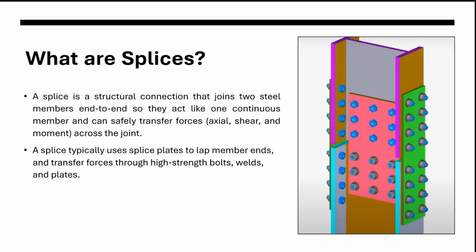A splice is a structural connection that joins two steel members end to end so that they can act as a continuous member. When we have two different members, we can join them using splice plates, bolts, or welds. So basically a splice is a lap member that joins ends to ends and transfers forces through high strength bolts, welds, and splice plates.